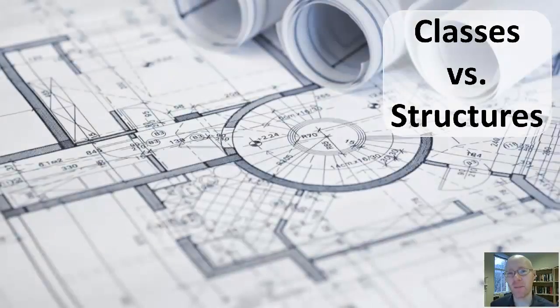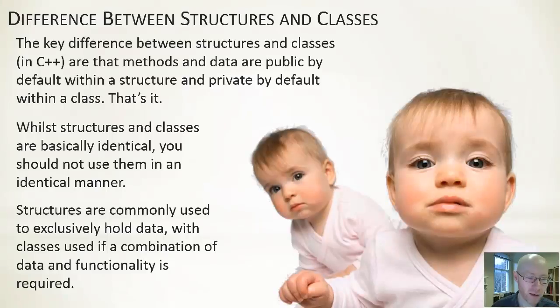So we're going to finish up just by very briefly looking at the differences between classes and structs, or classes and structures. We'll talk here about what the actual difference is between them in C++, and then a little bit more about how they're meant to be different. So the key difference between structures and classes in C++ is that the methods and data are public by default within a structure, and they're private by default within a class.